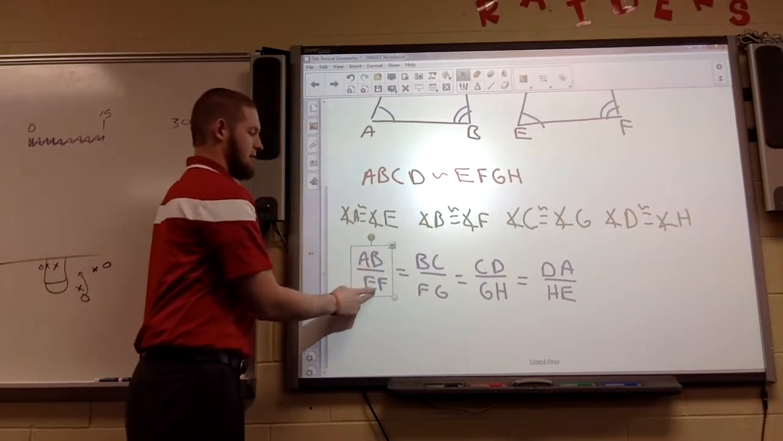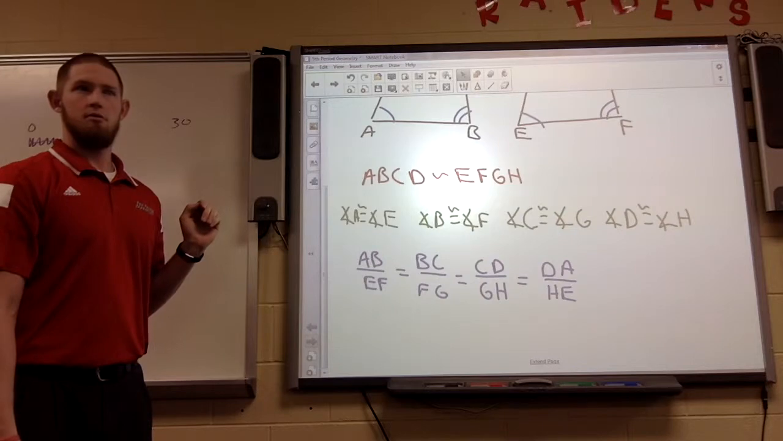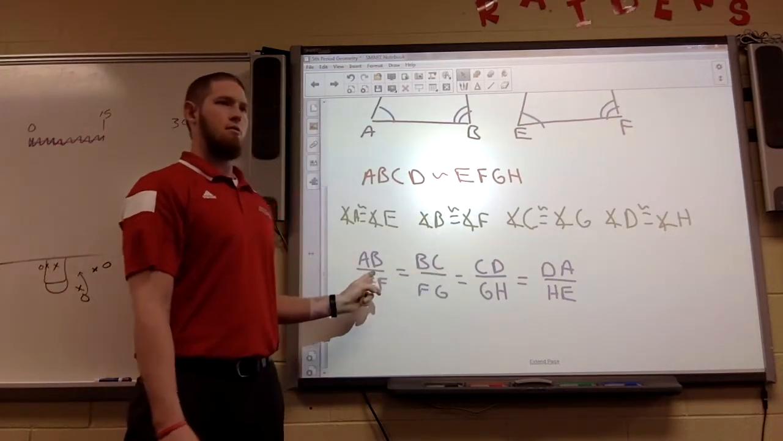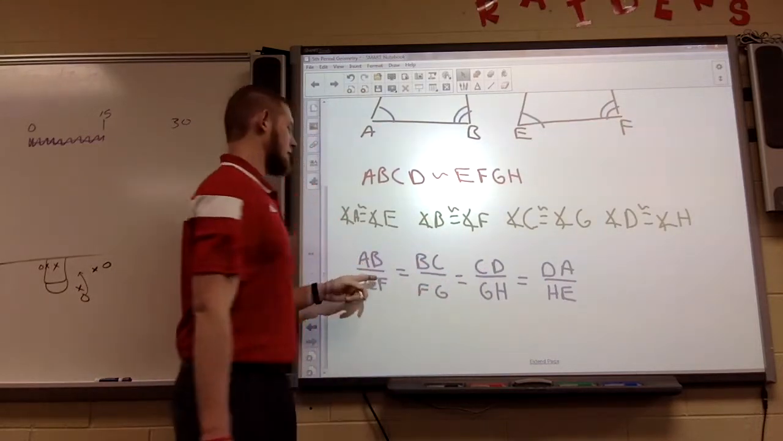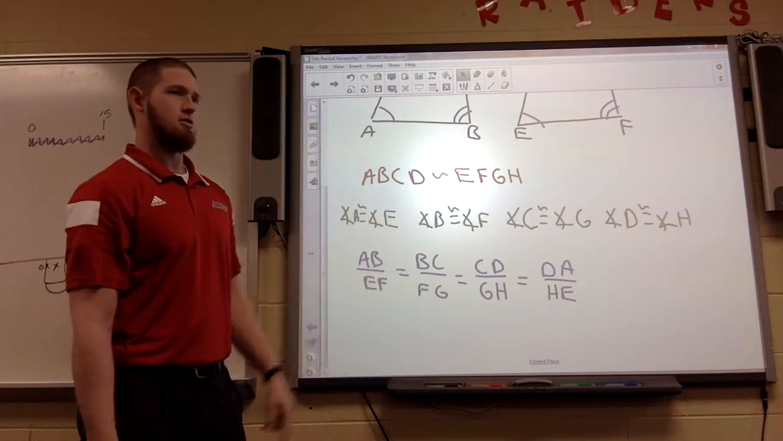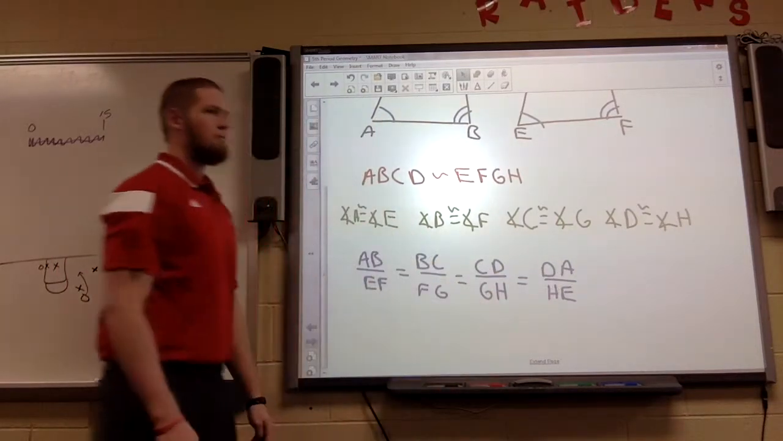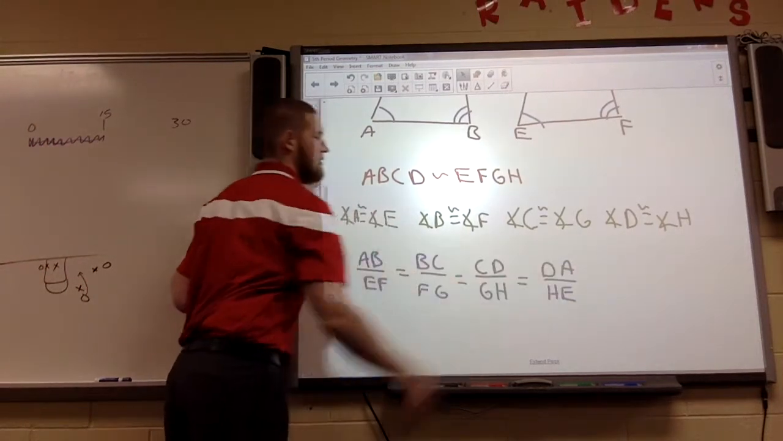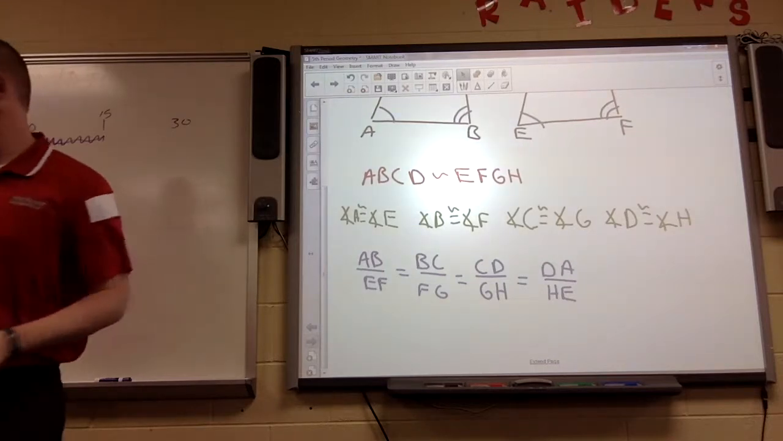Is AB to EF the same as CD to GH? Yes. Even though they're not side by side? Yeah, isn't that transitive property anyways? What about DA to EH? Yeah, this is also equal to this. So basically it's saying that no matter what side you use, your ratio should be the same, correct? And that's going to work out every single time.